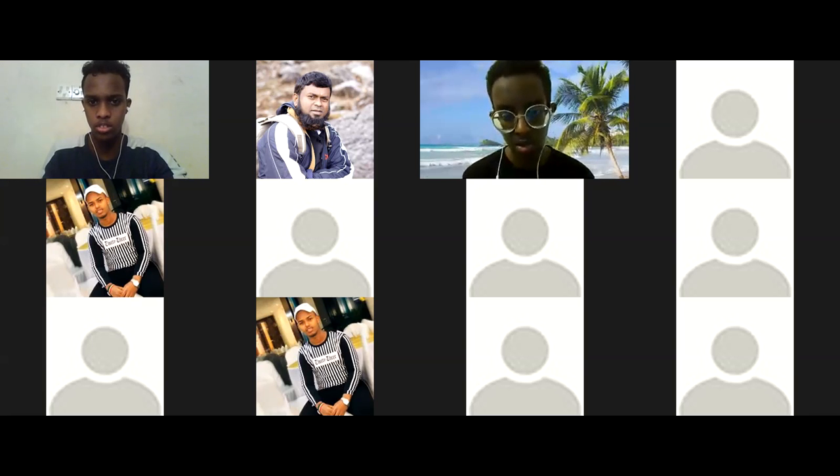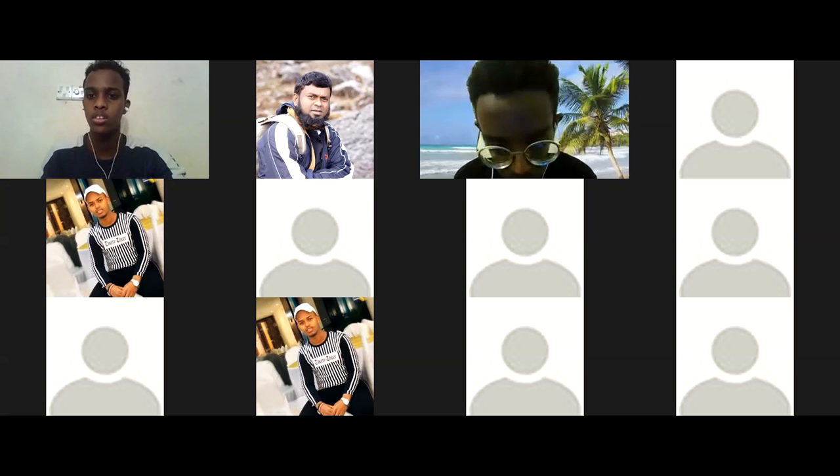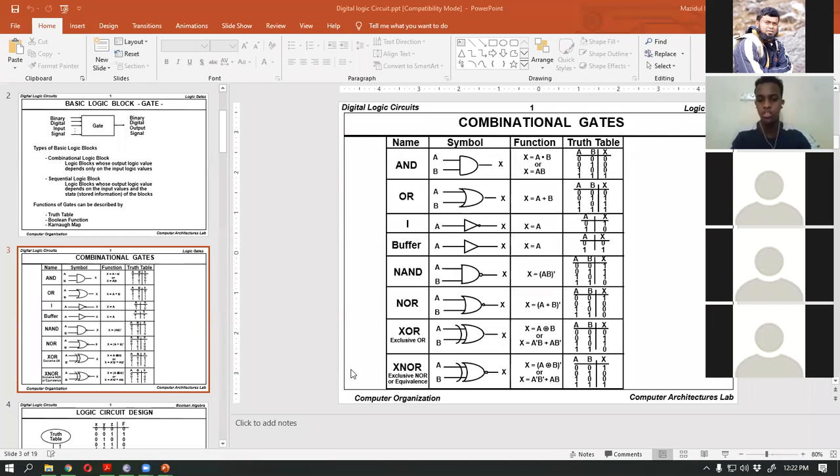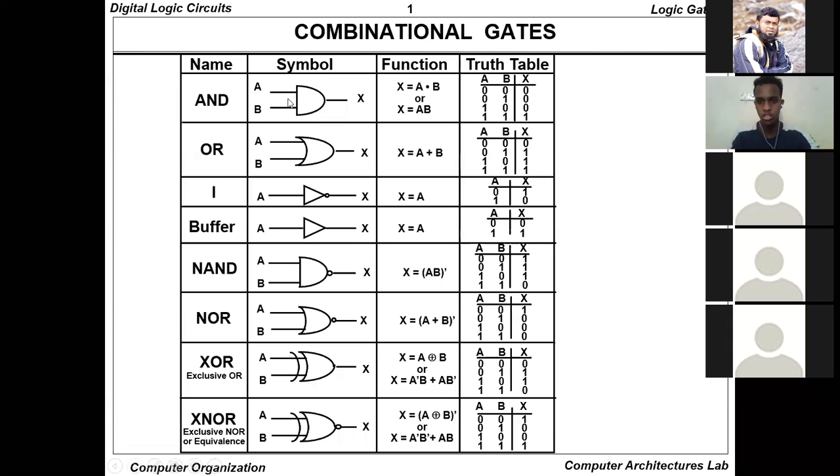Okay, now share the screen. The previous day we completed all the logic gates. This is the AND gate. We know that AND means multiplying. So this is the AND logic. Just a short formula: all inputs high, then output high.